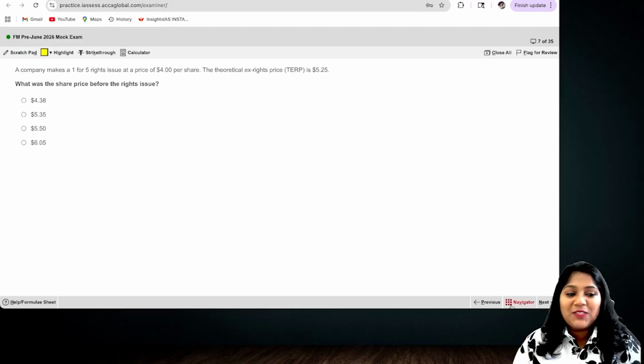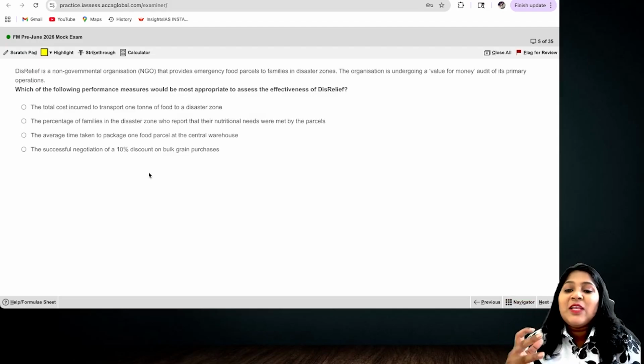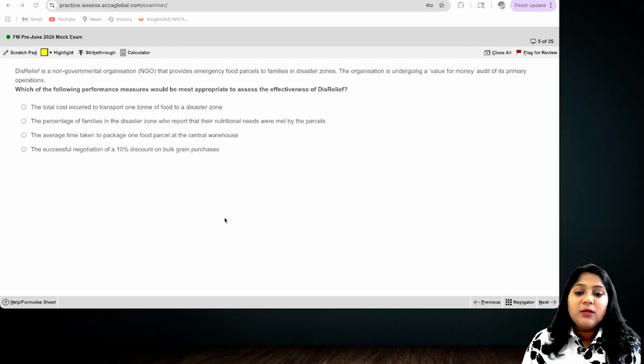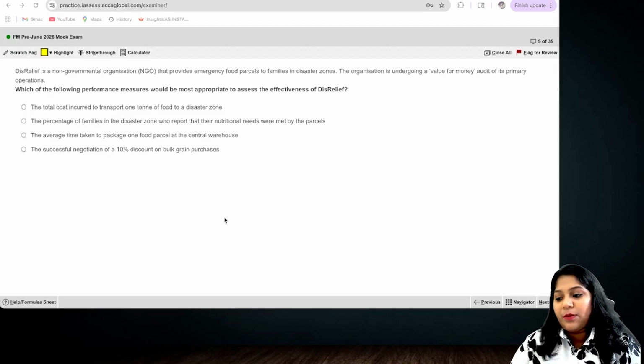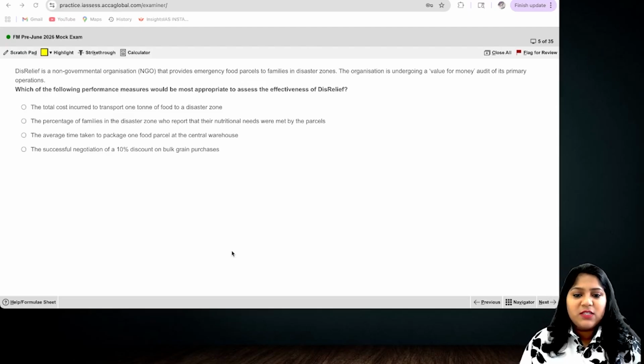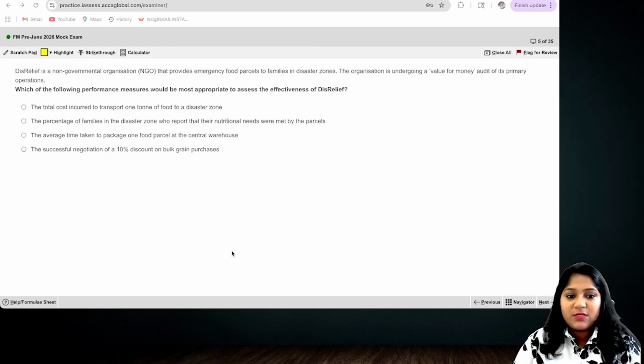But I'm not going to do that, since it is a pre-mock analysis that I'm doing. So let's go to question number 6. And what does question number 6 talk about? Disrelief is a non-governmental organization, that is an NGO, that provides emergency food parcels to families in disaster zones. The organization is undergoing a value for money audit for its primary operations. So what is a value for money audit? It is based on 3 E's. Which of the following performance measures would be most appropriate to assess the effectiveness of Disrelief?